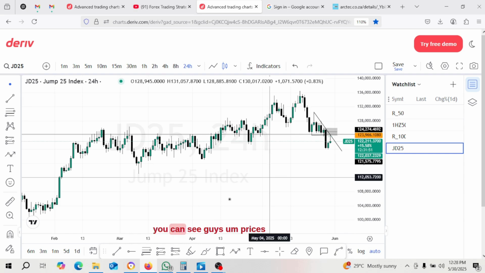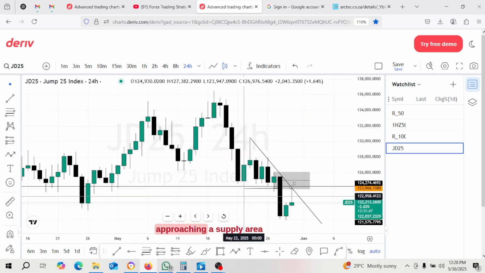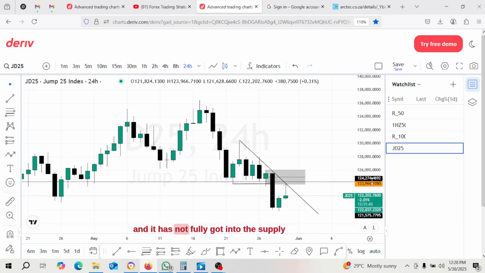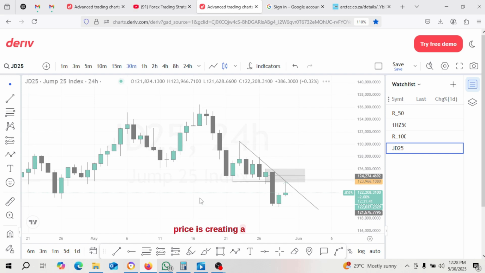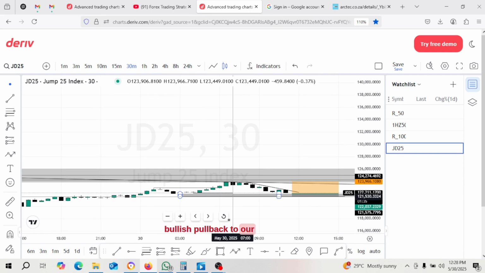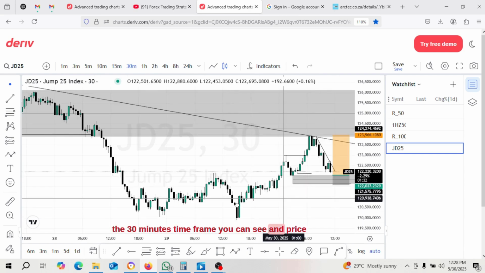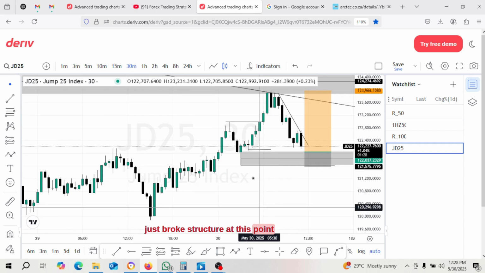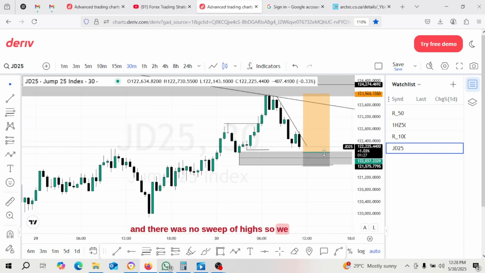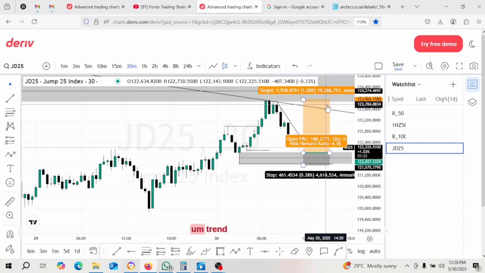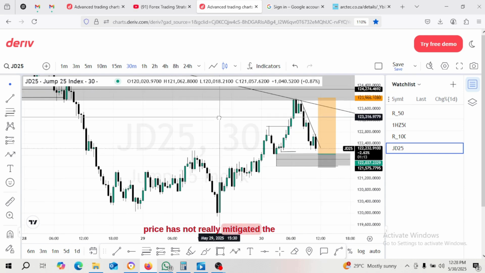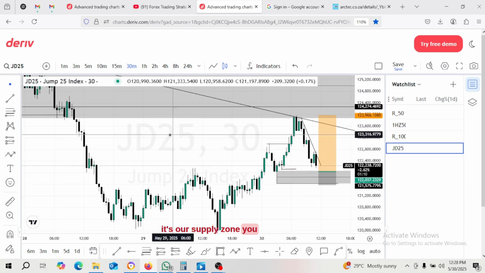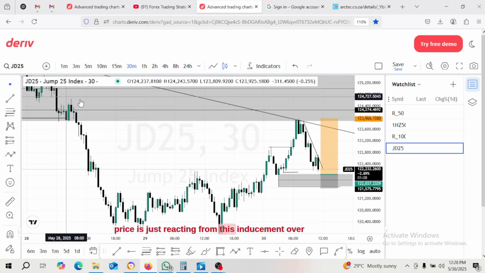You all know we start our analysis from the 24 hours time frame, and you can see guys, price is approaching a supply area and it has not fully gotten to the supply area. So on the 30 minutes time frame here, price is creating a bullish pullback to our zone. You can see price just broke structure at this point and there was no sweep of highs, so we want to trade back a bullish trend to take these highs, to sweep liquidities above these highs, because you can see price has not really mitigated the 8-hour supply zone. You can see price is just reacting from this inducement over here.